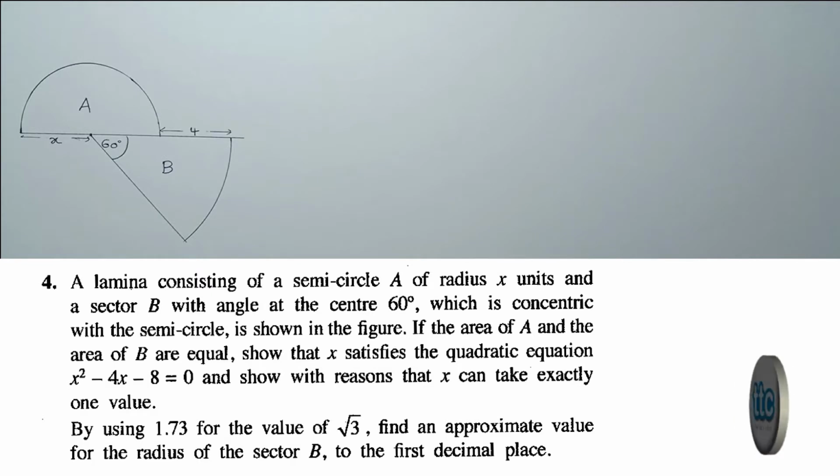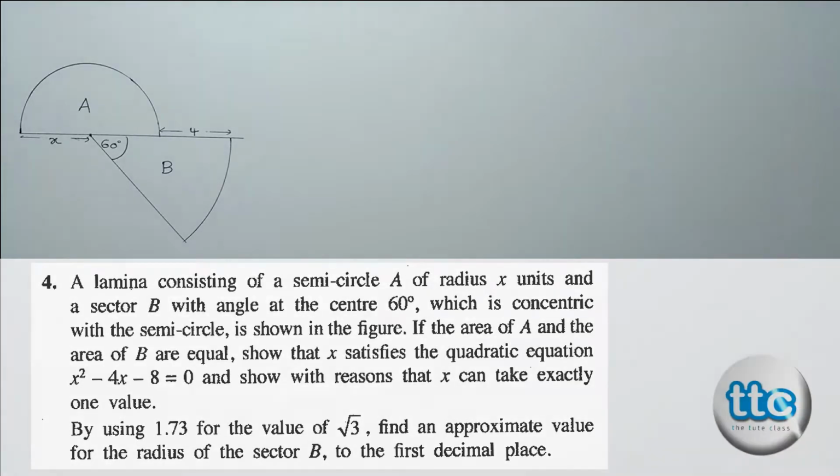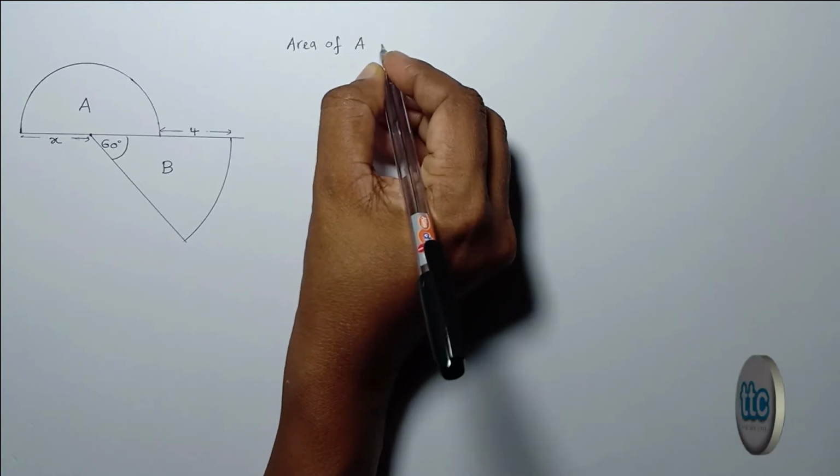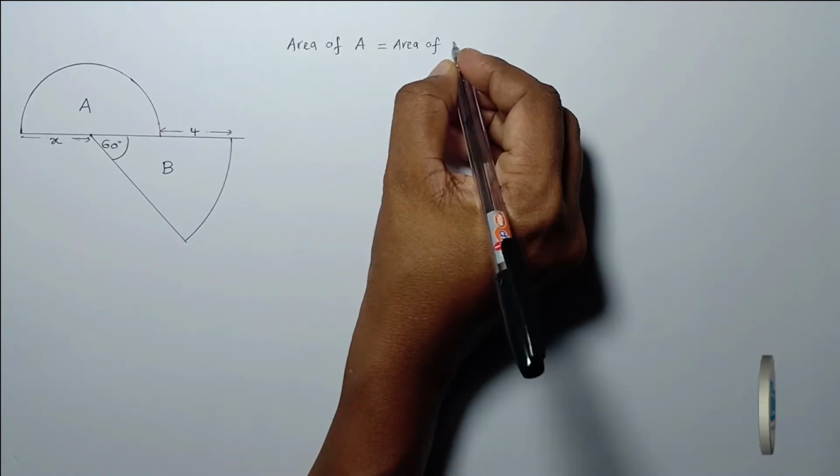If the area of A and the area of B are equal, show that x satisfies the quadratic equation x squared minus 4x minus 8 equals 0. We will see how to show the quadratic equation x squared minus 4x minus 8 equals 0. In the question it is given area of semicircle A equals area of sector B.